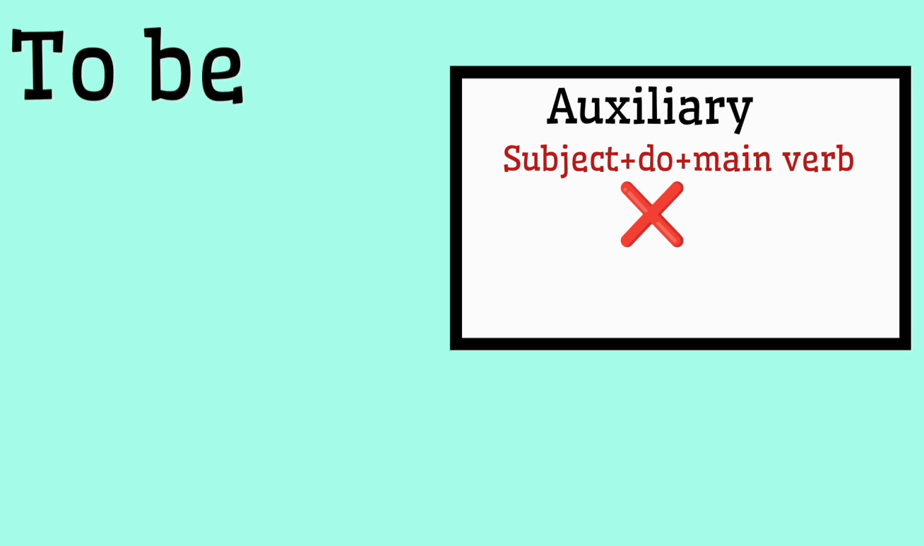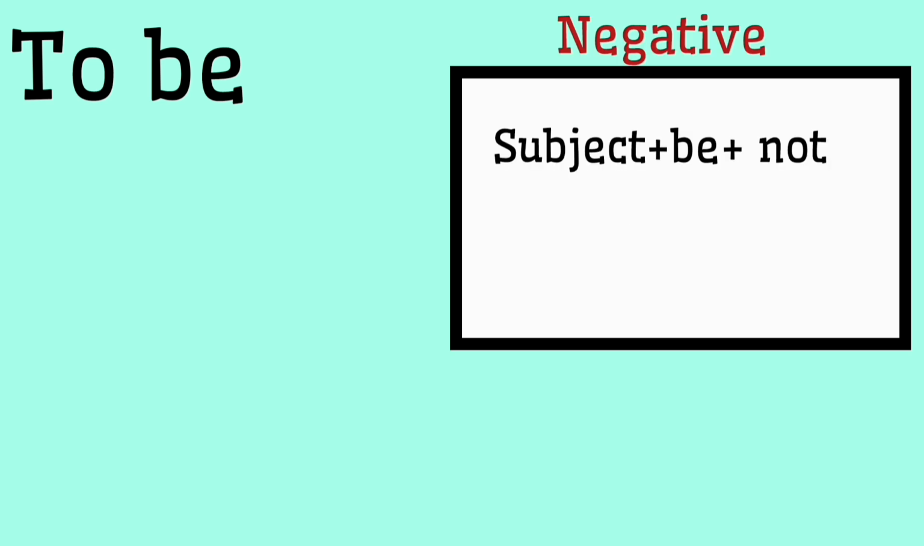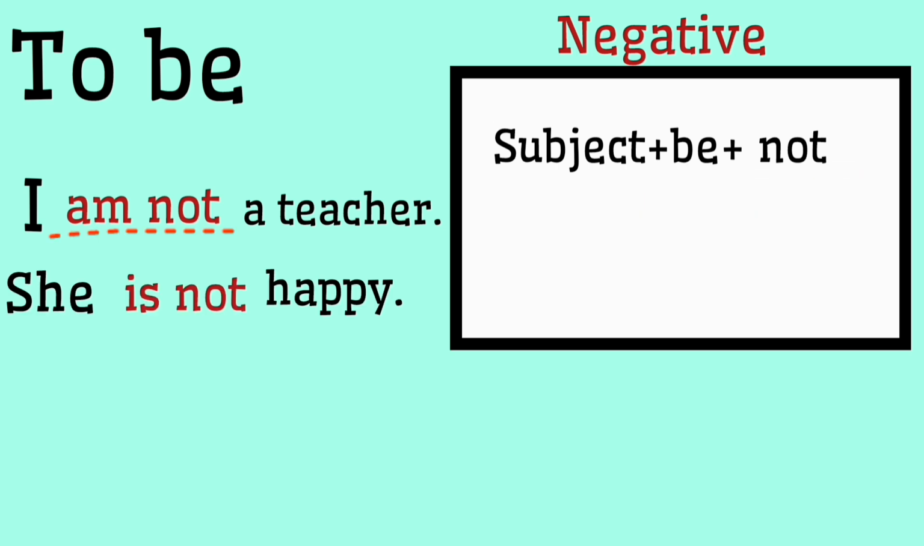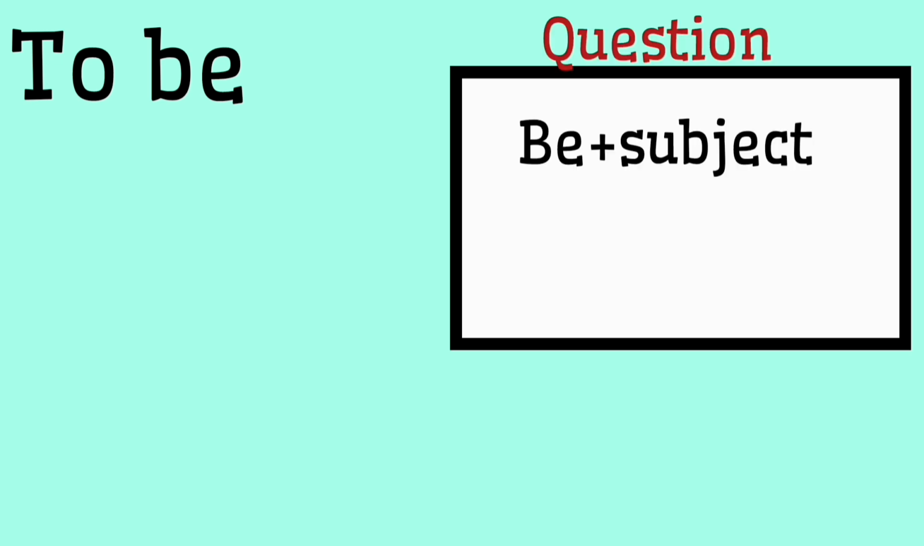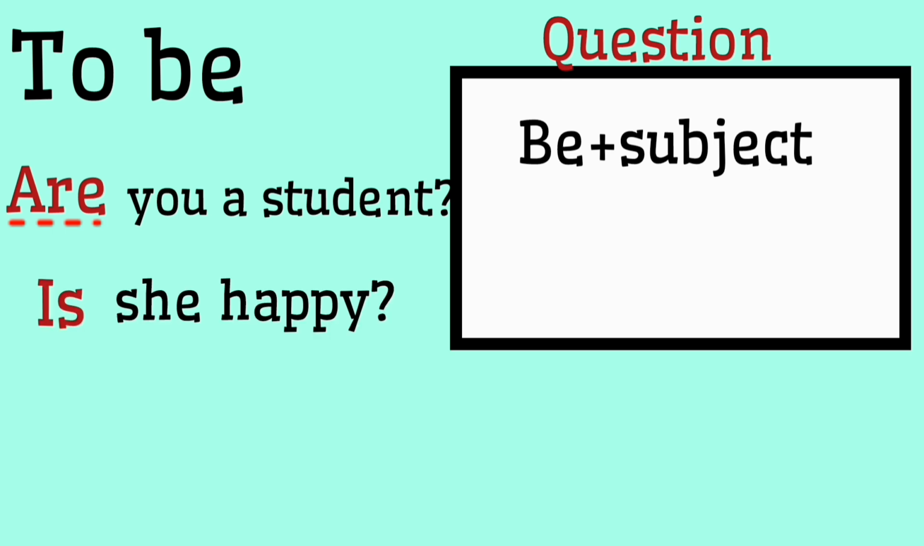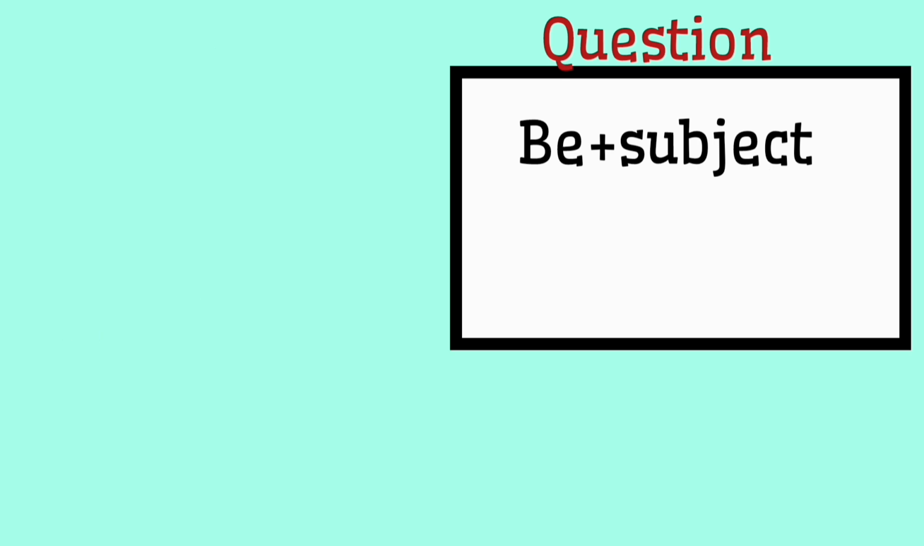or question sentences. For negatives, we conjugate the verb be and then add not. I'm not a teacher. She is not happy. For questions, we just change the order. We place the be verb first and then the subject. Are you a student? Is she happy?